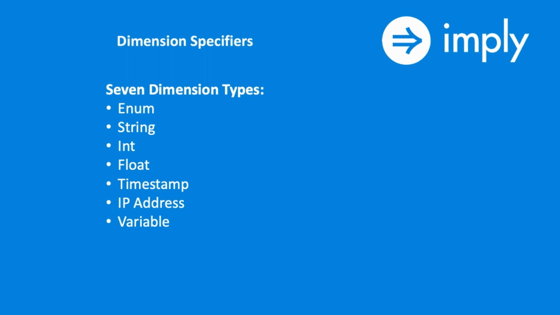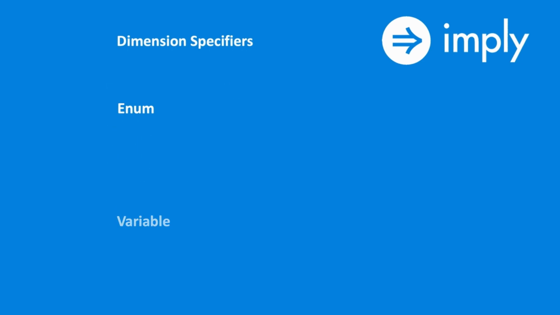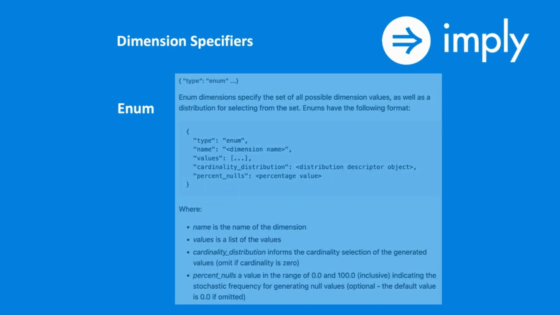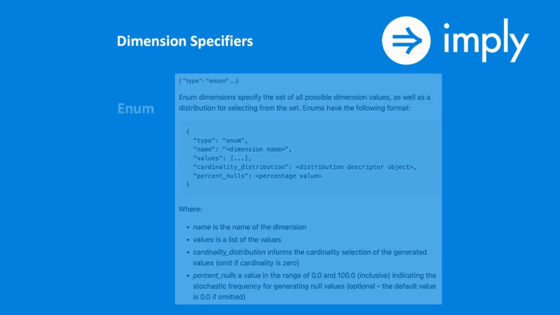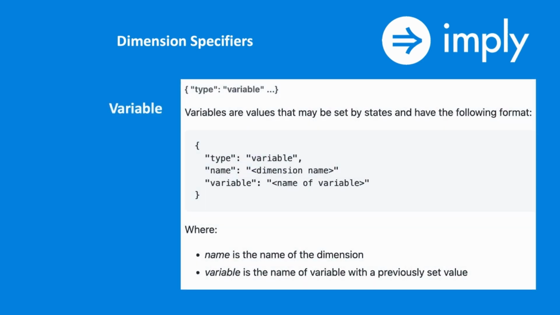Most of these types are self-explanatory except for maybe enum and variables, so let me explain these two special emitters. Enum data types are merely a finite list of designated values, and enum dimension specifiers stochastically select one value from the list. Variable type dimension specifiers select values based on key value pairs that the generator created at an earlier stage of execution. We'll explain more about variables when we discuss the state machine.